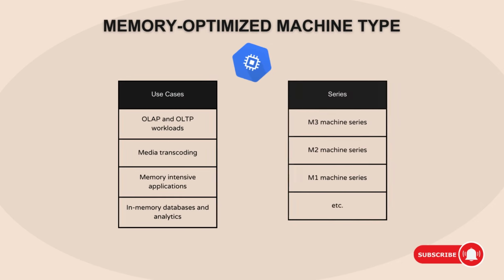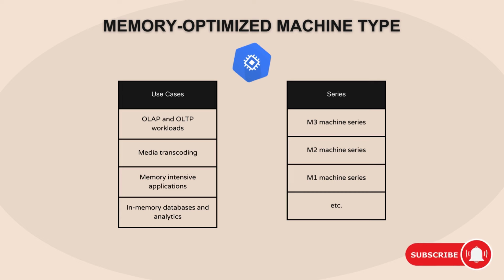For applications that eat up large amounts of memory, memory-optimized machine types deliver. With the highest memory to vCPU ratio available, they excel in large database operations and in-memory computing, offering the throughput and latency needed for data-intensive tasks.